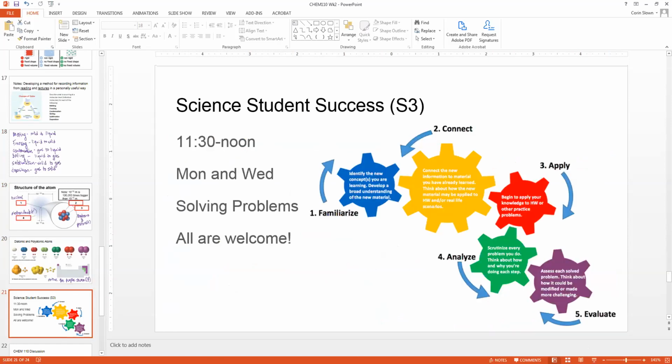Last couple of pieces of information here. Science Student Success will meet from 11:30 to noon on Mondays and Wednesdays after class. We solve problems, everyone's welcome. We're going to think about how to familiarize you with the type of problems, connect you with resources, help you apply your knowledge, help you analyze whether or not your answers are reasonable, and then be able to evaluate your learning.